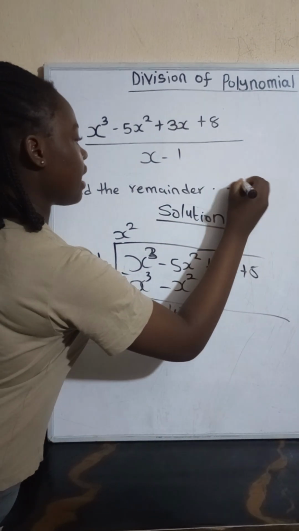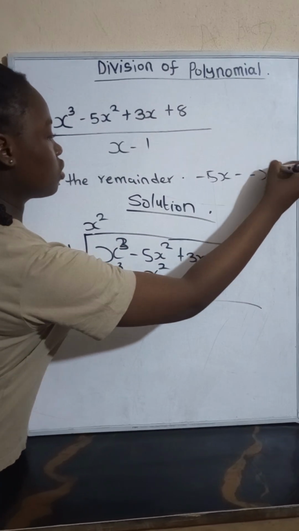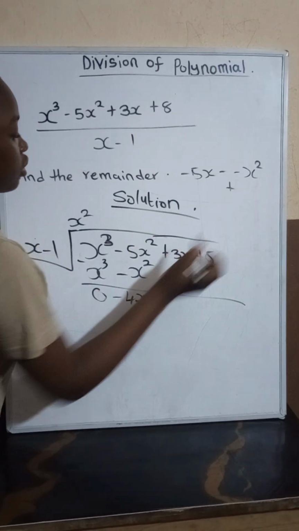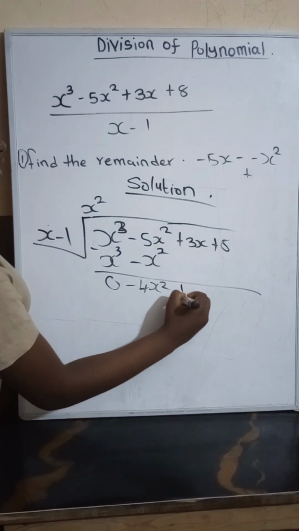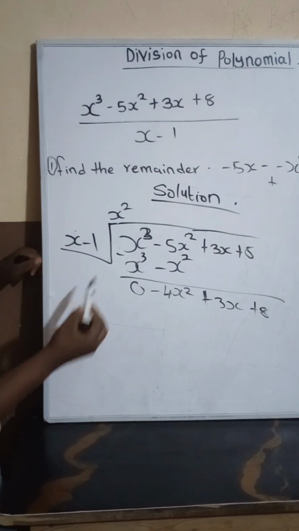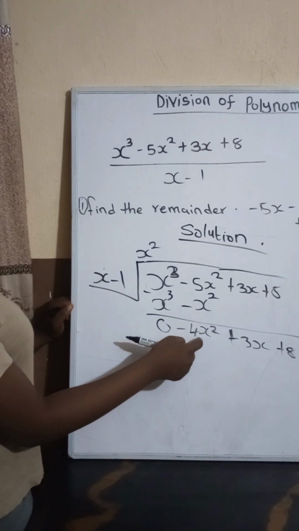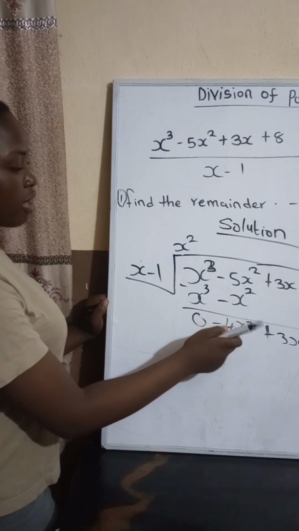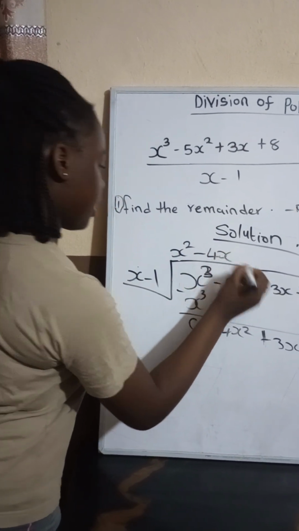How? Because minus 5x² minus x² will give you minus 4x². Then we'll bring this one down, the plus 3x and the plus 8. Then we'll now use this x to divide this minus 4x squared. So minus 4x squared divided by x will give you minus 4x.